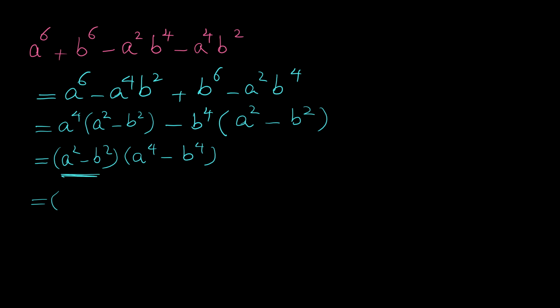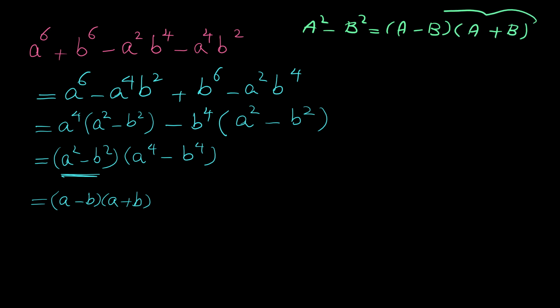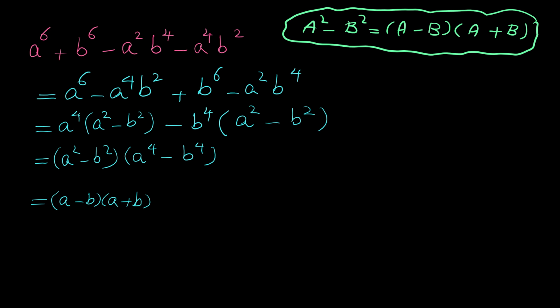Now look at this. a² minus b² can be written as a minus b times a plus b. Remember the difference of squares identity. a² minus b² is a minus b times a plus b. This is a very famous, important identity that we have to know. Based on this identity, we can write a² minus b² in this form.